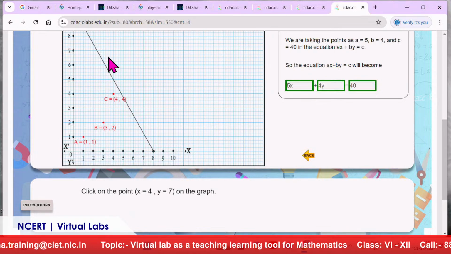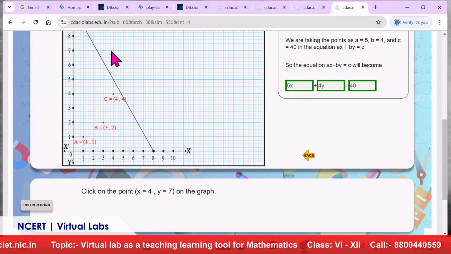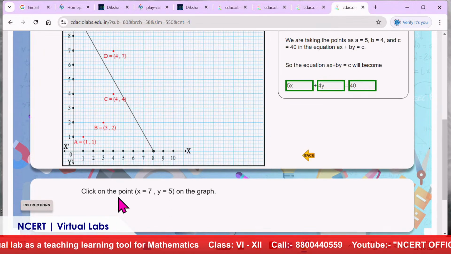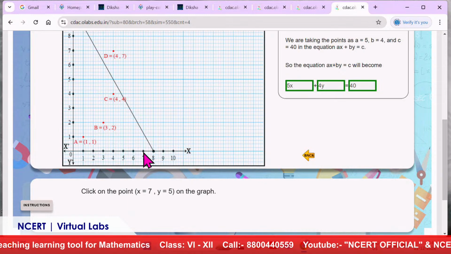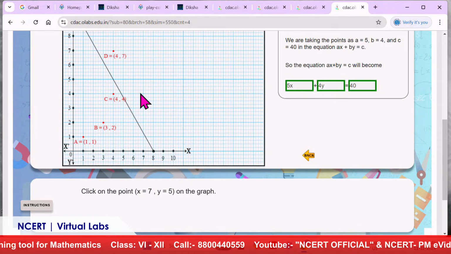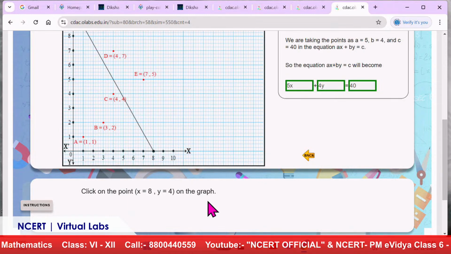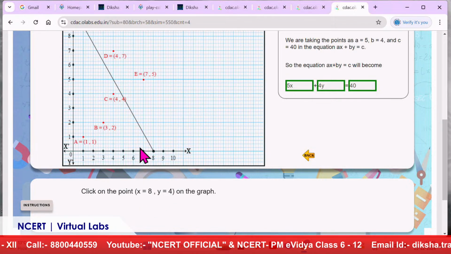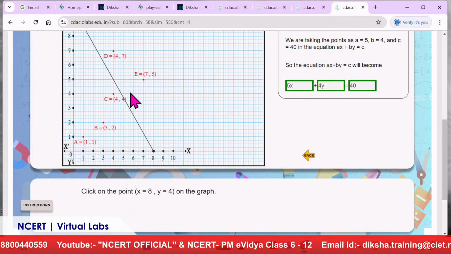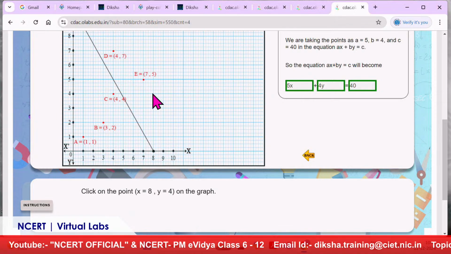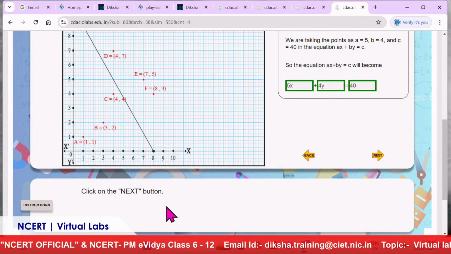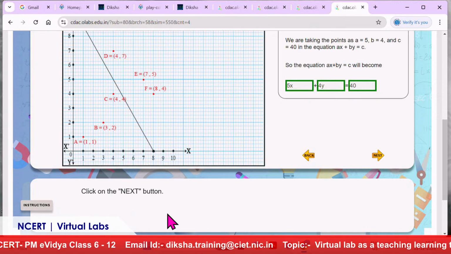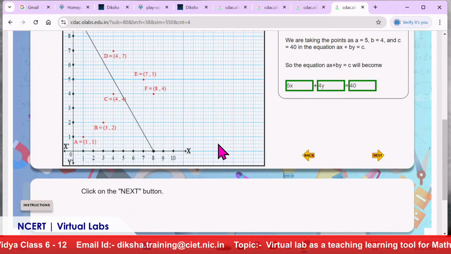So I am going upwards, which is beyond the line, which is the point D. And click on the point x equals 7 and y equals 5. That is point E. And click on the point x equals 8 and y equals 4. So now we have taken some points A, B, C, D, E, F. These are the examples that we are going to put in the straight line.